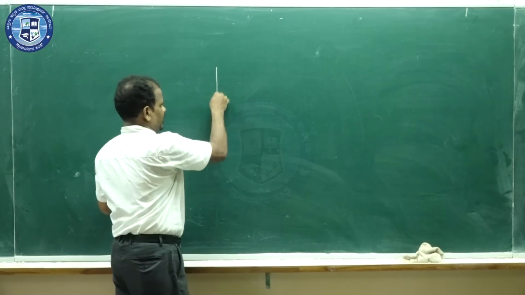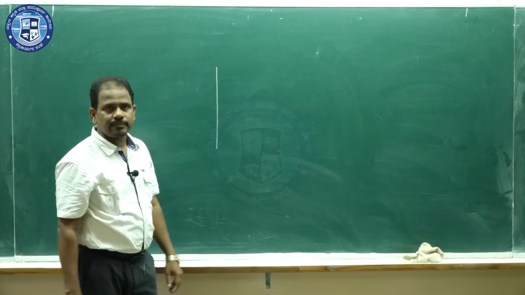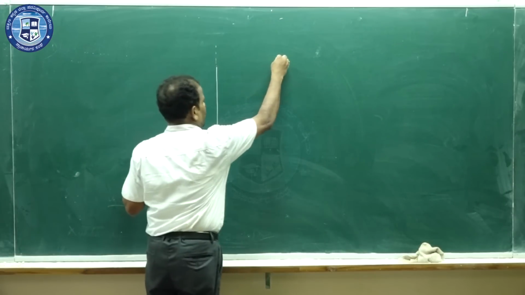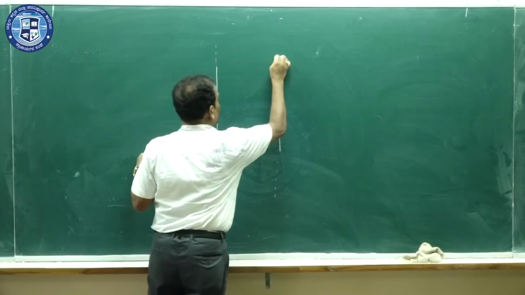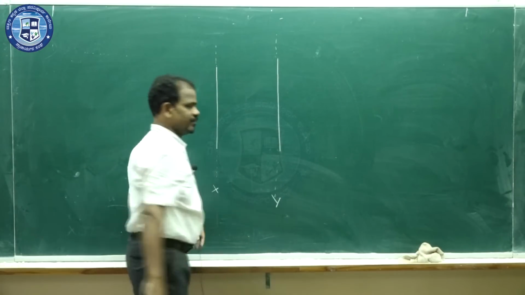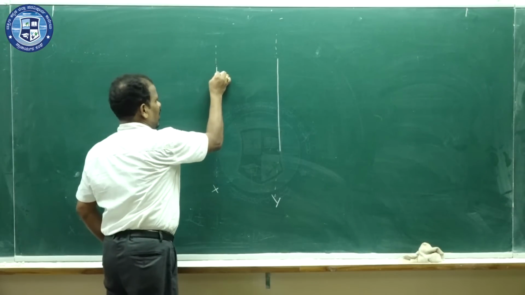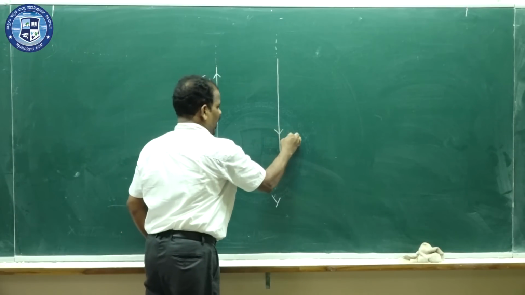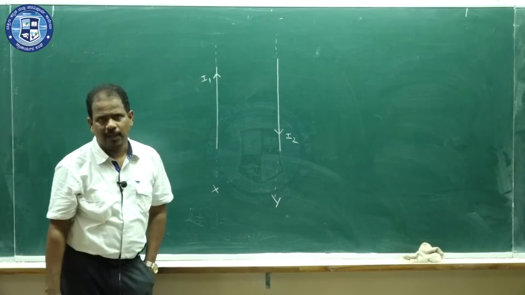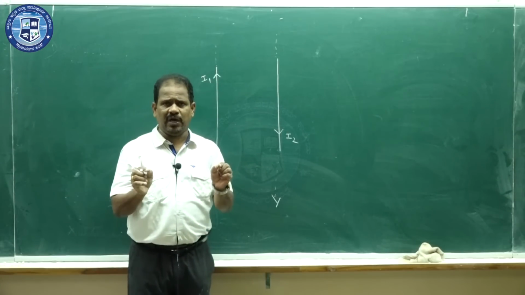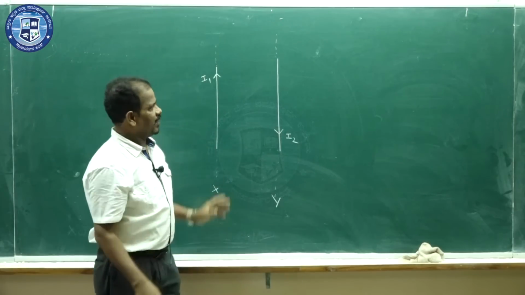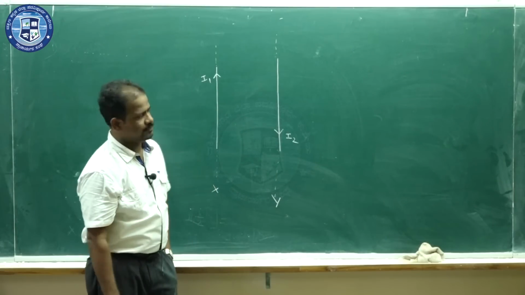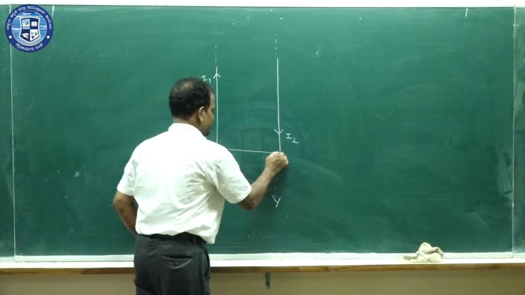This is one wire, infinitely long, X. Another wire, infinitely long, Y. This is carrying current I1 vertically up. This is carrying current I2 vertically down. Earlier I took two conductors where current both flows in the upward direction, the same direction. Here they are in opposite directions. There it is parallel, here it is anti-parallel. Separated by a distance d.